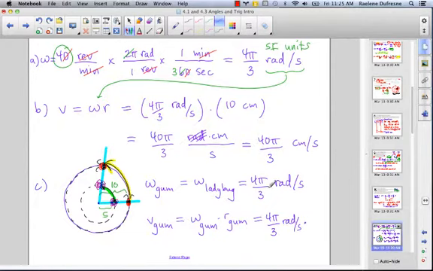multiplied by the radius of the gum, which is only 5 centimeters, which gives us 20 pi by 3. Radians times centimeters is centimeters over seconds. So we see that the linear speed of the gum is only half that of the linear speed of the ladybug. So the ladybug's linear speed is 40 pi by 3, and that of the gum is only 20 pi by 3, because the gum is half the radius of the ladybug.